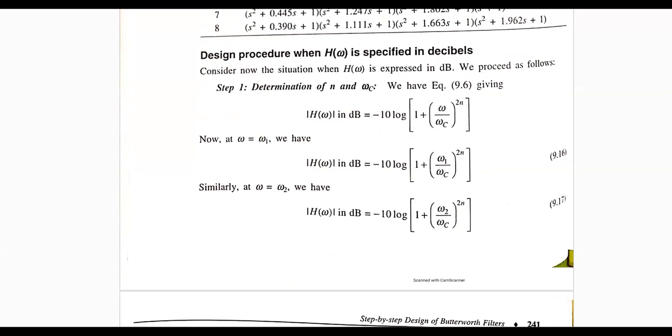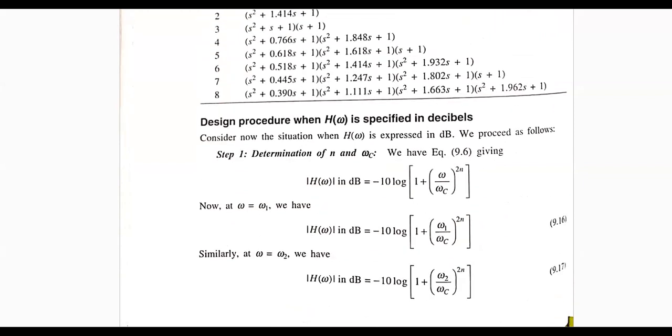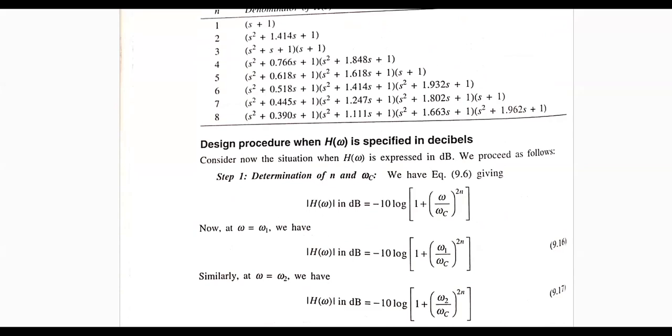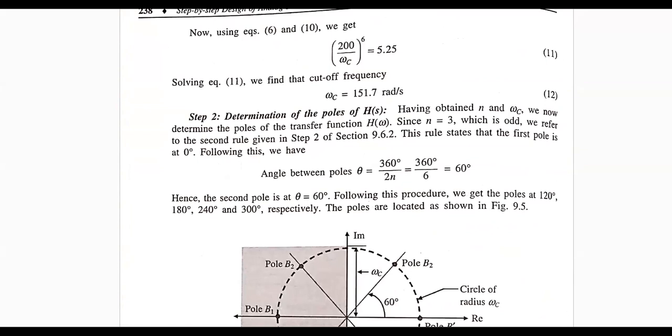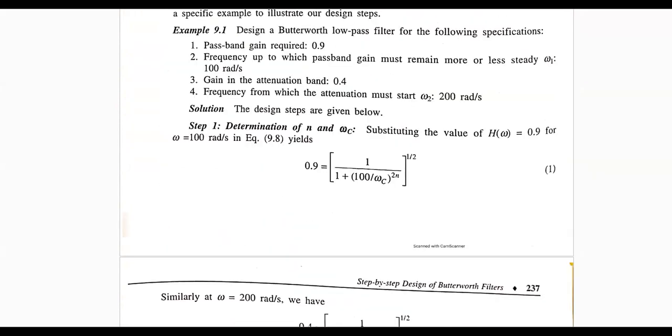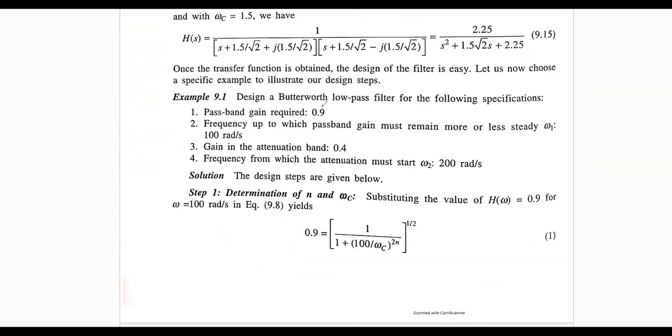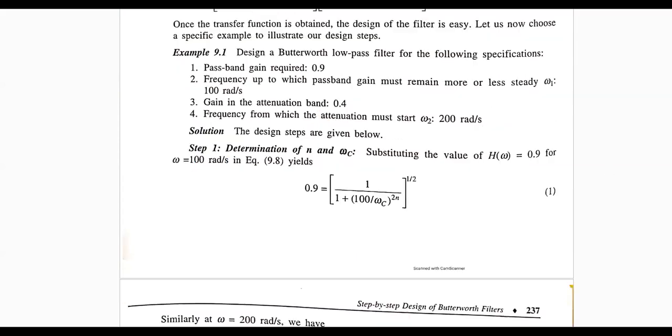Previously we designed our poles and our filter based on the values given like this. Let me show the examples. We are taking the numbers like this one, where we have the value 0.9, that is the amplitude passband gain, and the value of omega is equal to 100 radian per second.